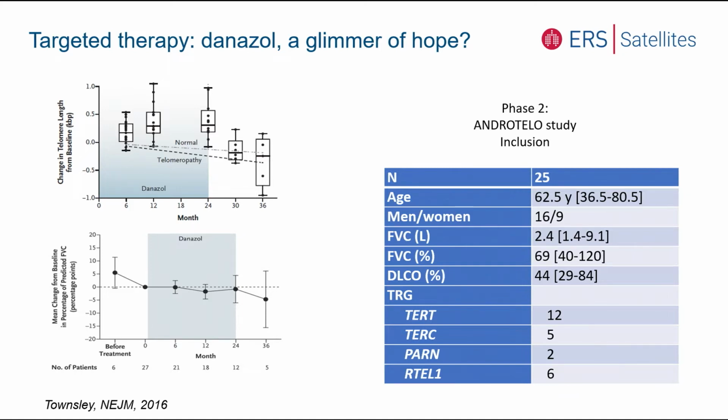That's why we are running a phase 2 study in France called Androtelo with danazol for lung fibrosis associated with telomere-related gene mutation. 25 patients have been included in the study, and the results are expected this year.